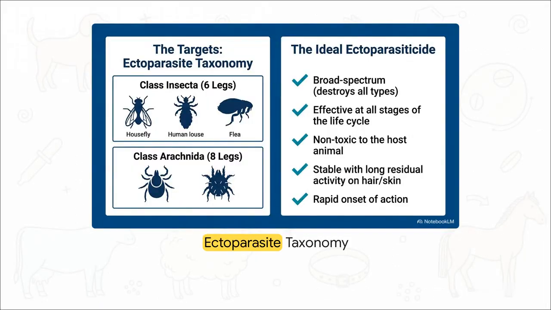First things first, know your targets. Ectoparasites generally fall into two taxonomic camps. We've got class Insecta, so your houseflies, lice, and fleas, and biologically, these guys are characterized by having 6 legs. On the flip side, we have class Arachnida, your ticks and mites, which are 8-legged, and understanding this basic biological difference is absolutely crucial, because some of our drugs target specific anatomical features that are completely unique to just one of these classes.